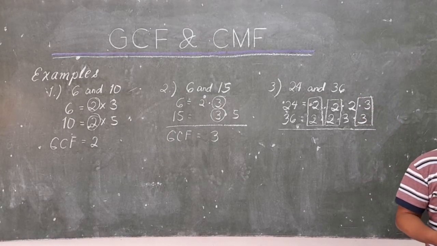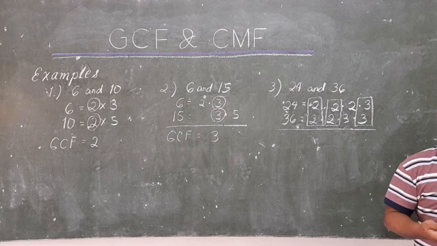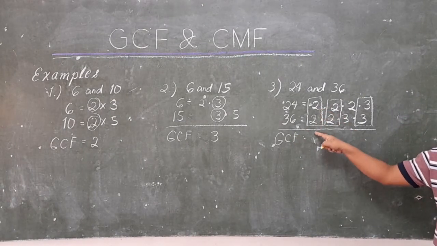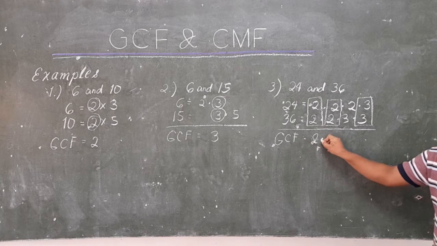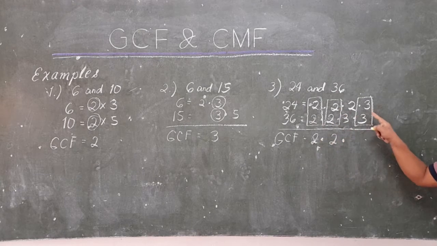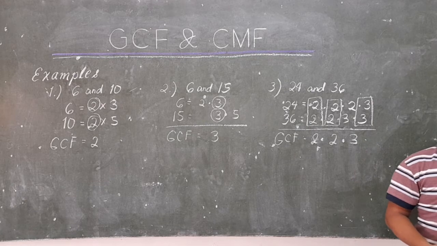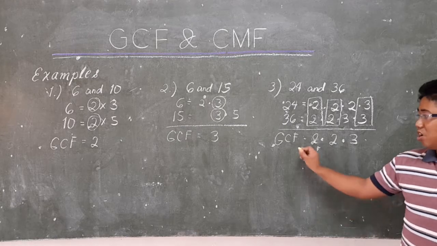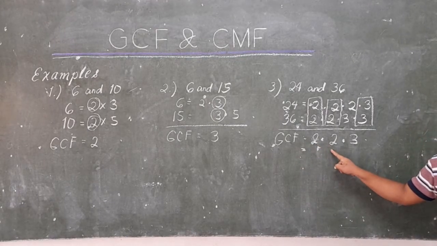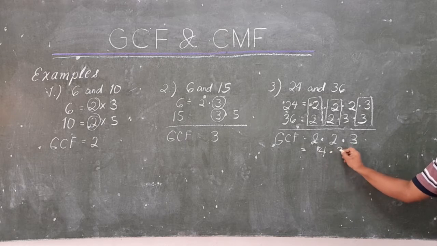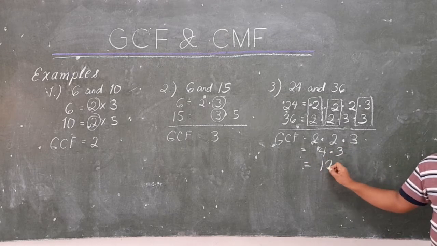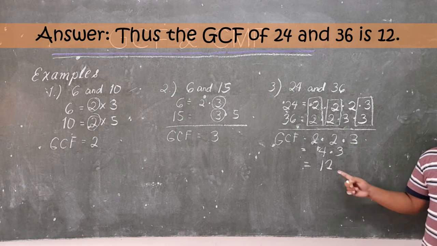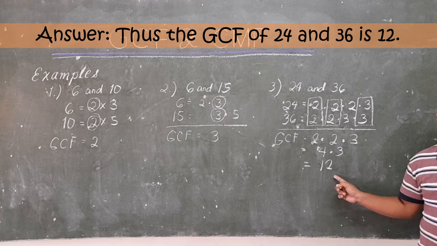So now, how can you express the GCF in product form? Thus for the GCF, you have to copy the boxed common factors there. So there are only 2 times another 2 times the other box, which is also 3. Okay, so the GCF is already expressed in product form. So we will simplify the GCF right now. 2 times 2 equals 4. 4 multiplied by 3 is equal to 12. Thus, the GCF of the two numbers 24 and 36 is 12. Did you get it, students?